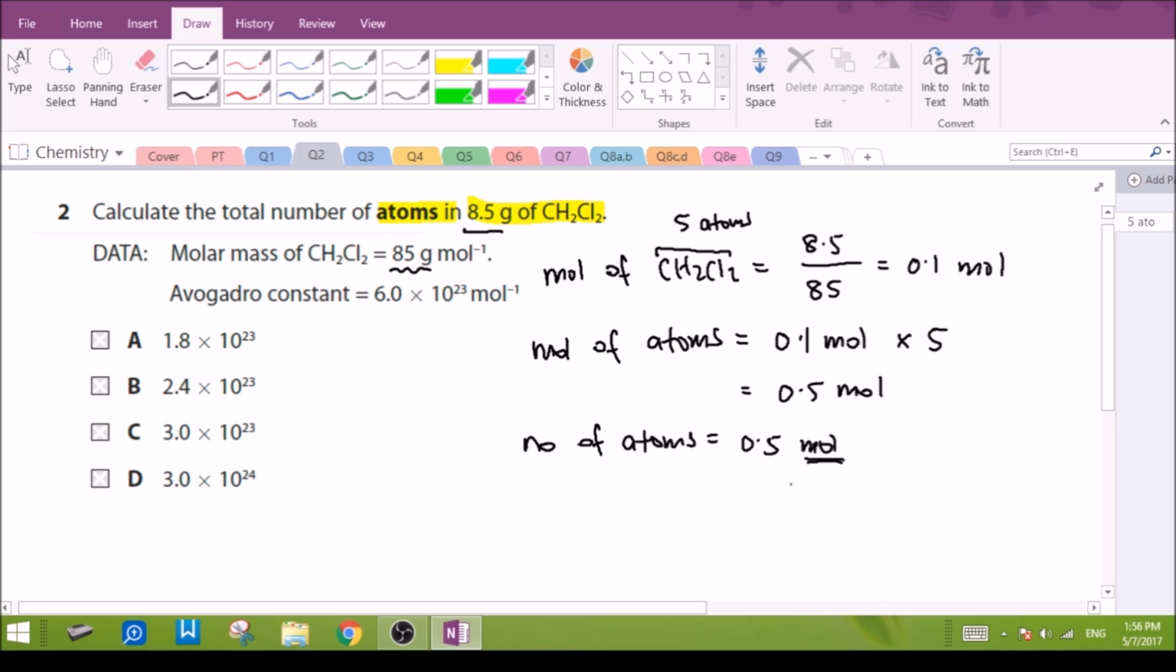And then the number of atoms is 0.5 moles. A mole is essentially 6 times 10 to the power of 23. So 0.5 times 6 times 10 to the power of 23. This is the number of atoms.